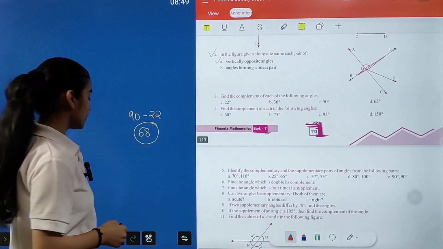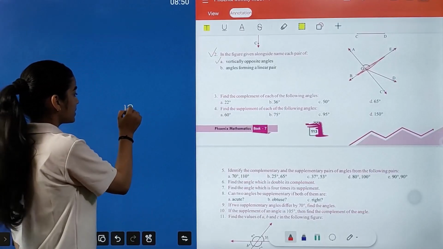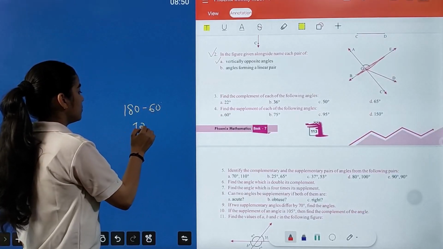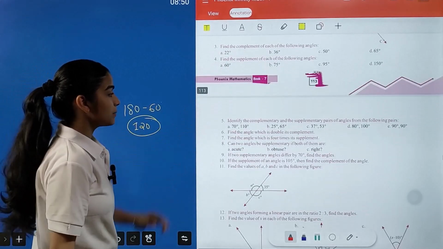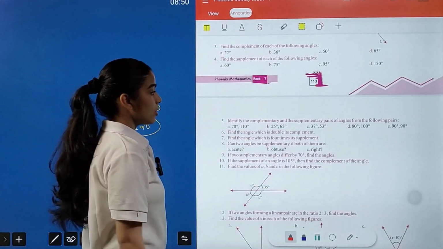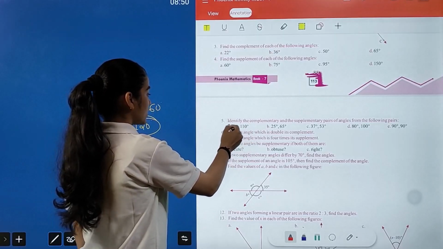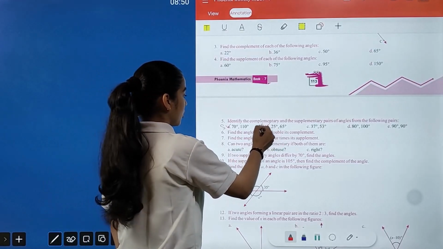Now in question number 4, find the supplement of each of the following. You just have to subtract these angles from 180 degrees and you will get your answer, which is equal to 120 degrees. Now identify the complementary and supplementary pairs of angles from the following pairs. In this case, you have one obtuse angle and one acute angle, which means they are supplementary angles. If both are acute, it means they are complementary angles.